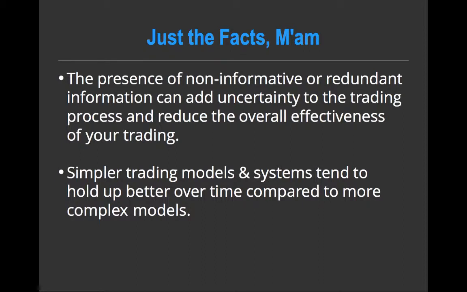The presence of non-informative or redundant information can also add uncertainty to the trading process and reduce the overall effectiveness of your trading. And we've seen this many times before. What will happen is 3 of the 4 indicators will be positive for a trade, but one of them won't quite be in the area that your strategy says take the trade. So what do you do then?